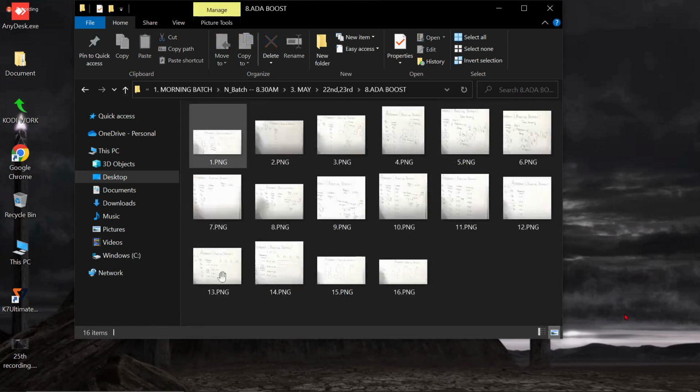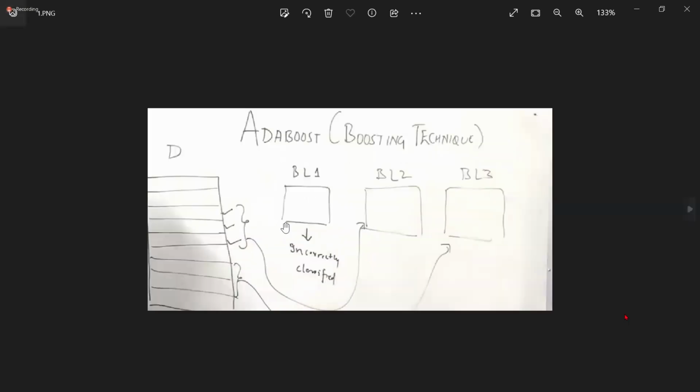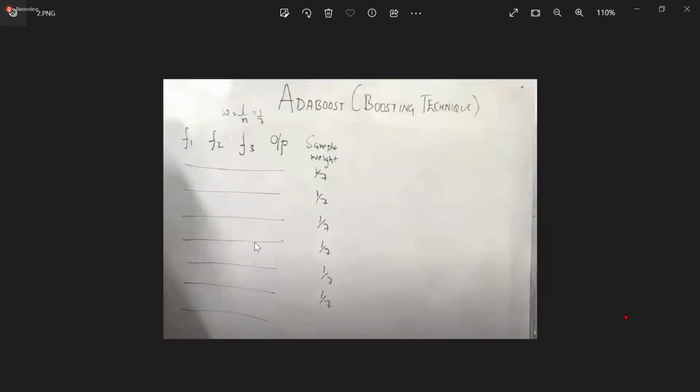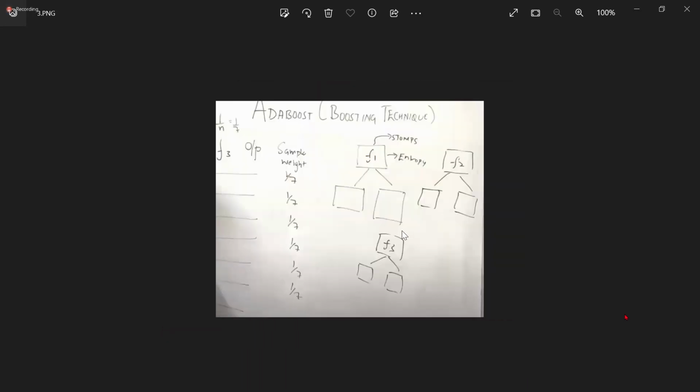So we have the original data set and we randomly pick some samples. We create a new data set, isn't it? Assume I have 1, 2, 3, 4, 5, 6, 7. How many records do we have, guys? 7 records. What is the sample weight of the records? 1 by 7. Second, we compute the decision stump, because that is how the math picks the records which are misclassified and puts them in another bucket.